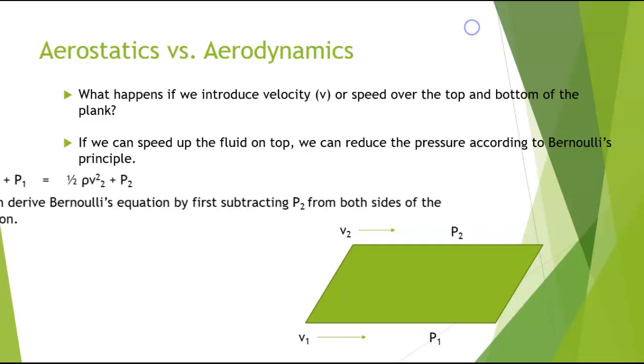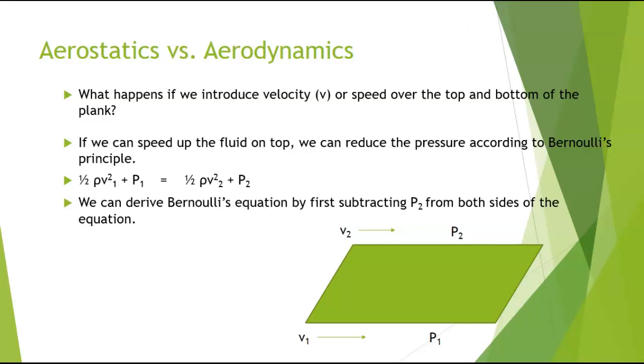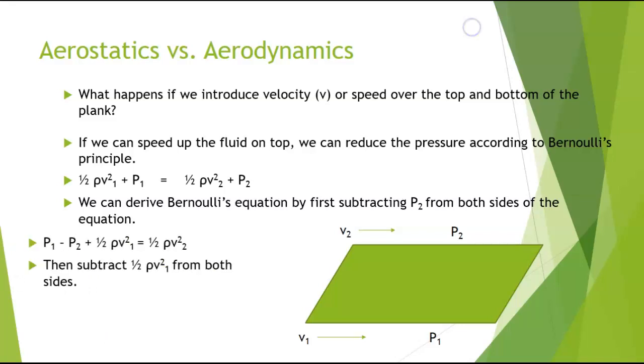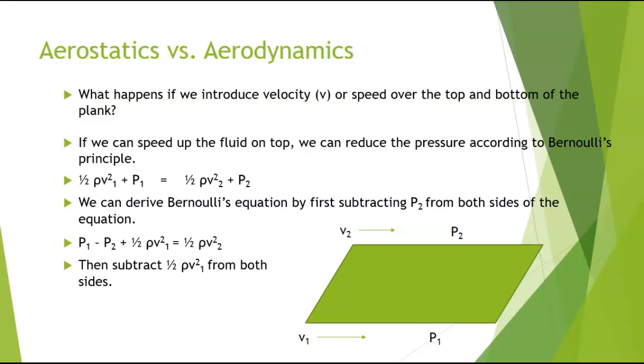to Bernoulli's principle. And so we can derive Bernoulli's principle by first subtracting P2 from both sides of this equation. So when we do that, we get P1 minus P2 plus 1/2 rho times velocity squared 1 equals 1/2 times rho times velocity squared 2. Then to further simplify, we can subtract 1/2 times rho times velocity squared 1 from both sides. And we get P1 minus P2 equals 1/2 times rho times velocity squared 2 minus velocity squared 1. That is Bernoulli's equation.